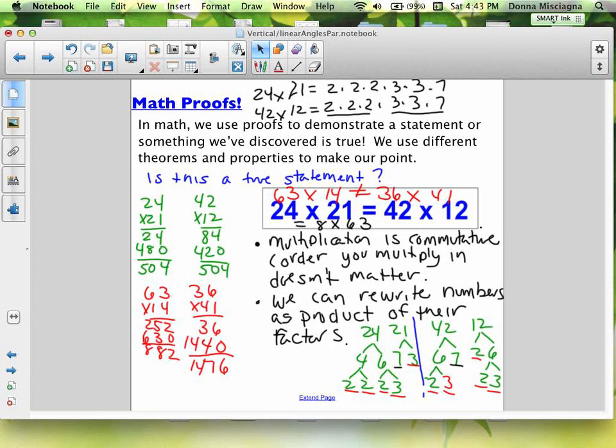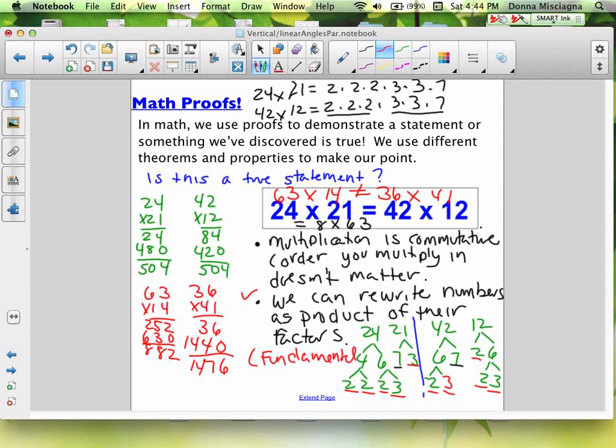So when we're completing proofs, we're going to prove things to be true. We're going to use properties that we know. For instance, I use the commutative property, and I also use the fact that numbers can be rewritten as a product of their factors. It's actually called, just for a little background knowledge, this part here is what's called the fundamental theorem of arithmetic. How about that? You get some advanced knowledge there.